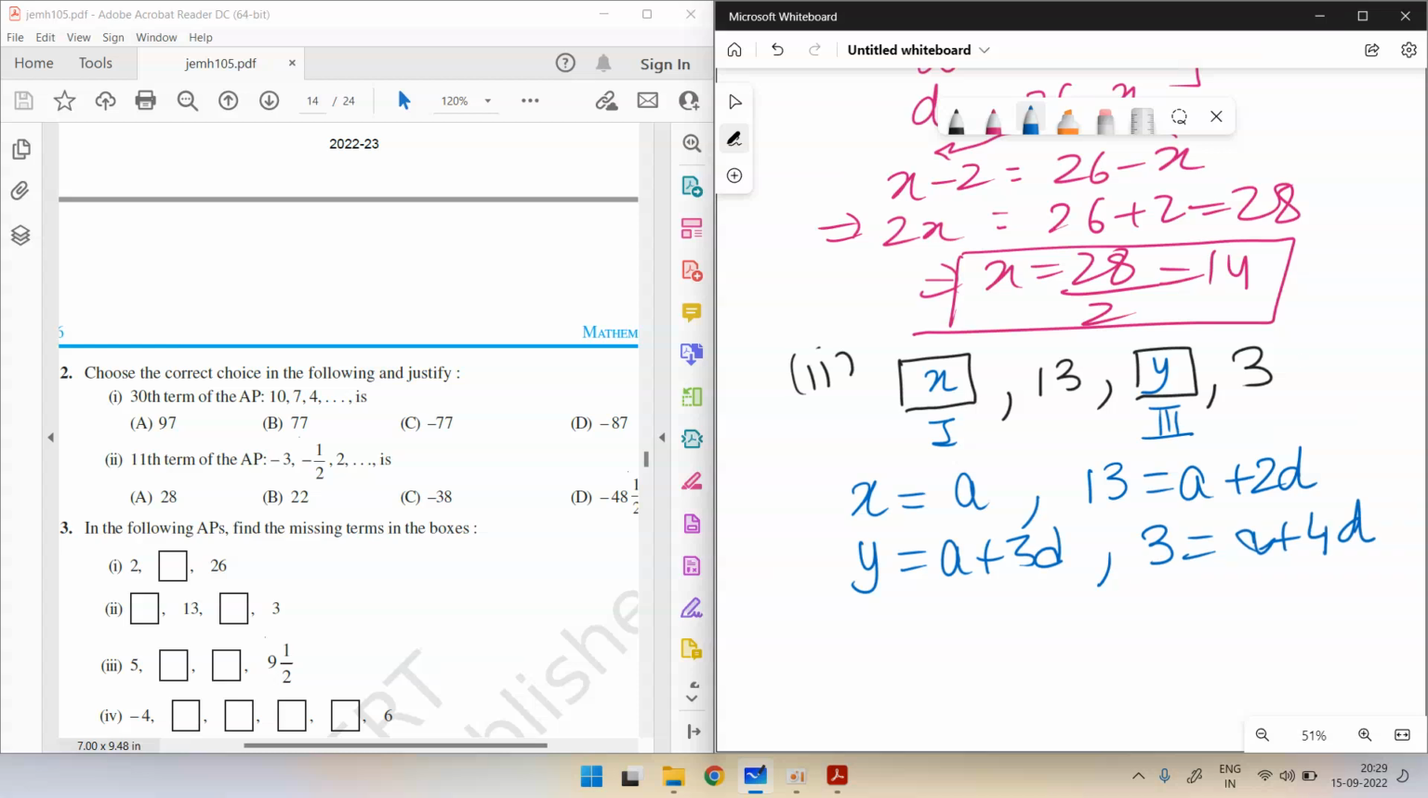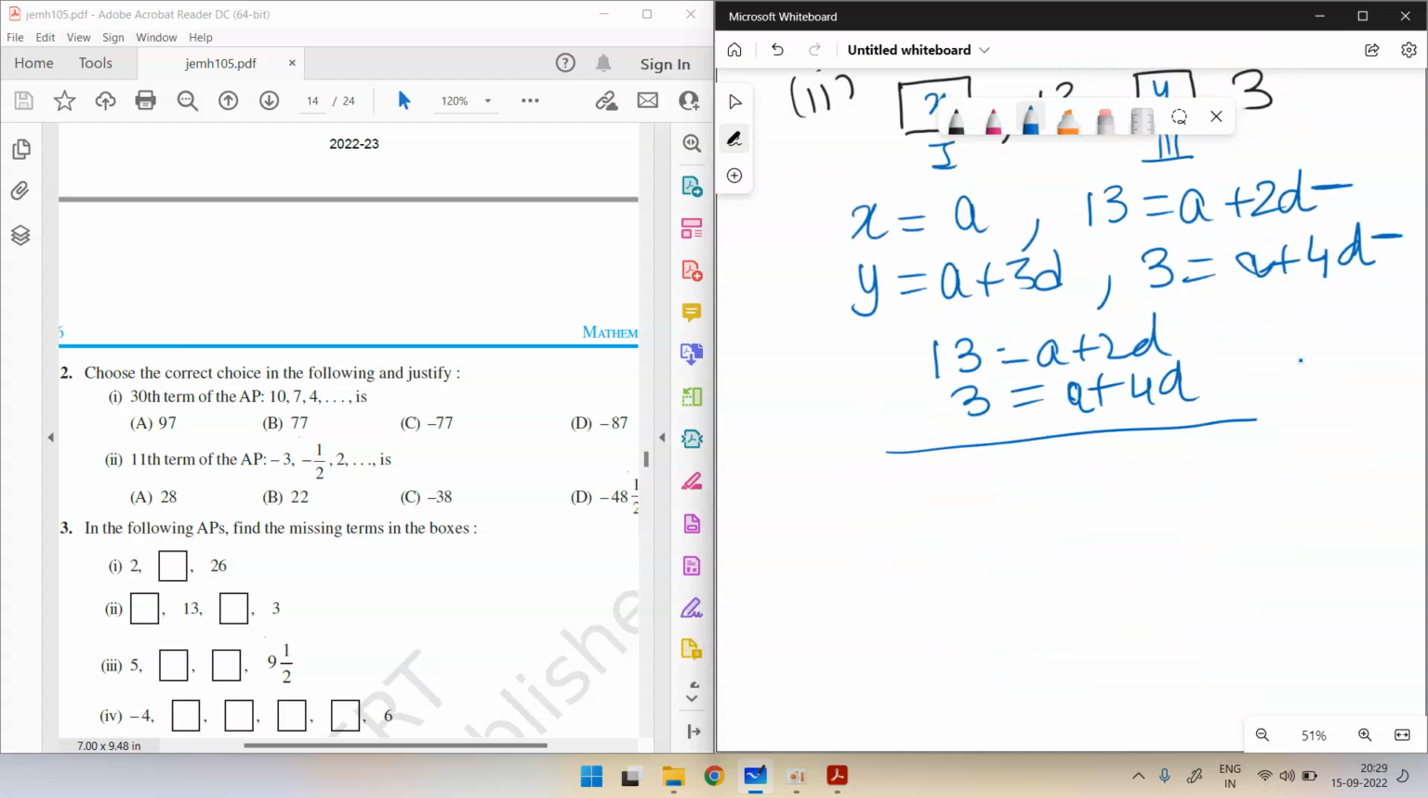If you see clearly, from these equations you can find the value of d. Subtracting the equations 13 equals a plus 2d and 3 equals a plus 4d, we get 13 minus 3 is 10, a minus a is 0, and 2d minus 4d is minus 2d. This implies that d is nothing but minus 5.